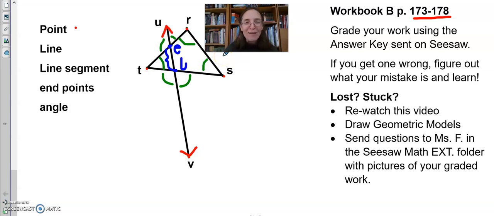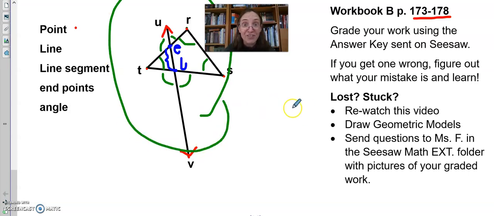So give it a try practicing with these words on your workbook pages. Use the answer key that we are posting so that you can grade it. Get some wrong, go back and figure out and learn. If you get stuck, rewatch this video. Draw geometric models. Here's one right here. Get yourself a straight edge and start drawing, because geometry is the math of art. And send questions to me or to your classroom teacher if you have any.